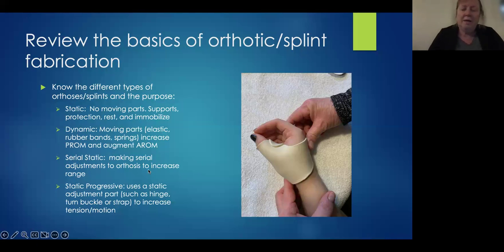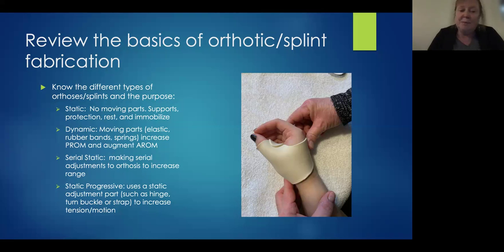Why we make static orthotics is because we often want to put a structure at rest that might be inflamed, such as somebody who has CMC arthritis. They have pain, it's inflamed, and so we make them, for example, this type of hand-based thumb splint to put that CMC joint at rest. We also make static splints to support different structures, a structure that might be unstable.